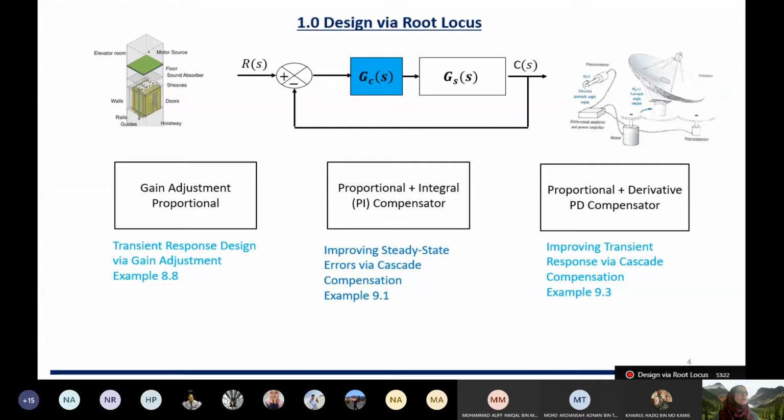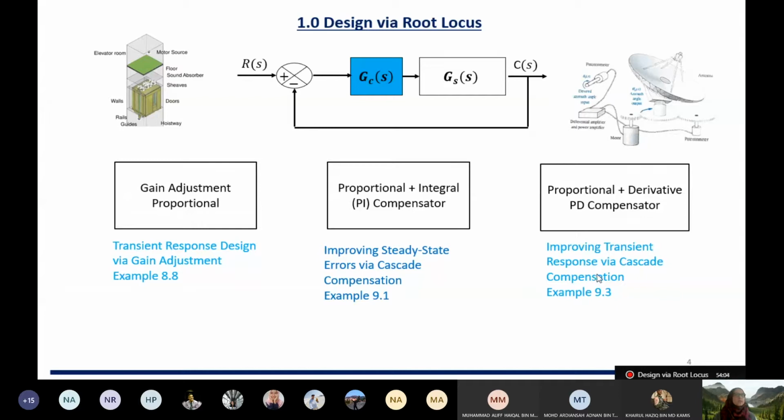Okay, yesterday we have talked about gain adjustment, which is actually a proportional controller. So if you want to revise on the lecture yesterday, you can also look at the textbook, the transient response design via gain adjustment, example 8.8. And also yesterday we talked about proportional plus derivative, which is the PD compensator. Okay, we covered that also. So if you want to do your revision, you can look at example 9.3, chapter 9, which is improving the transient response via cascade composition.